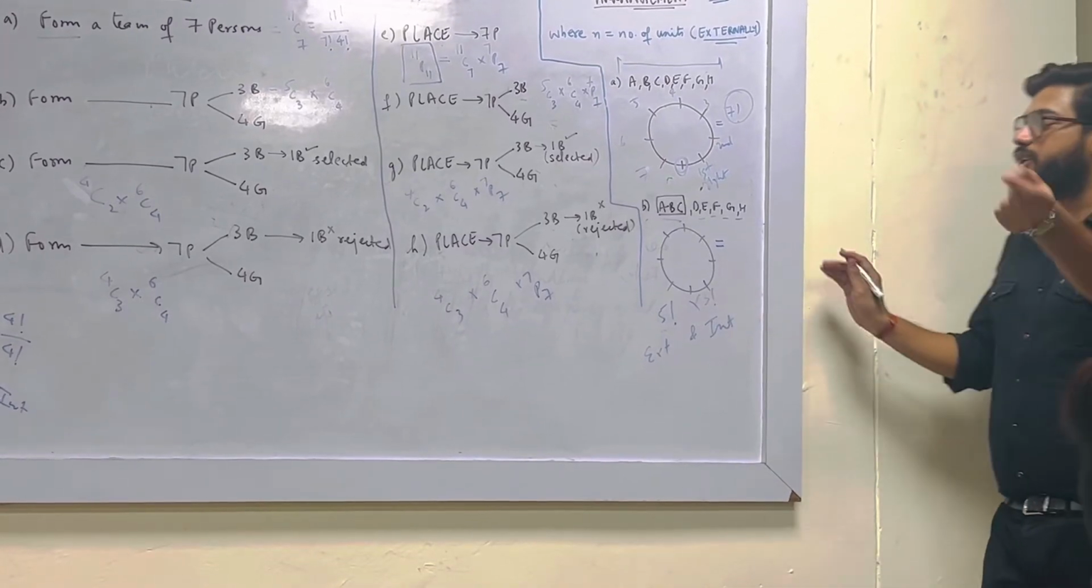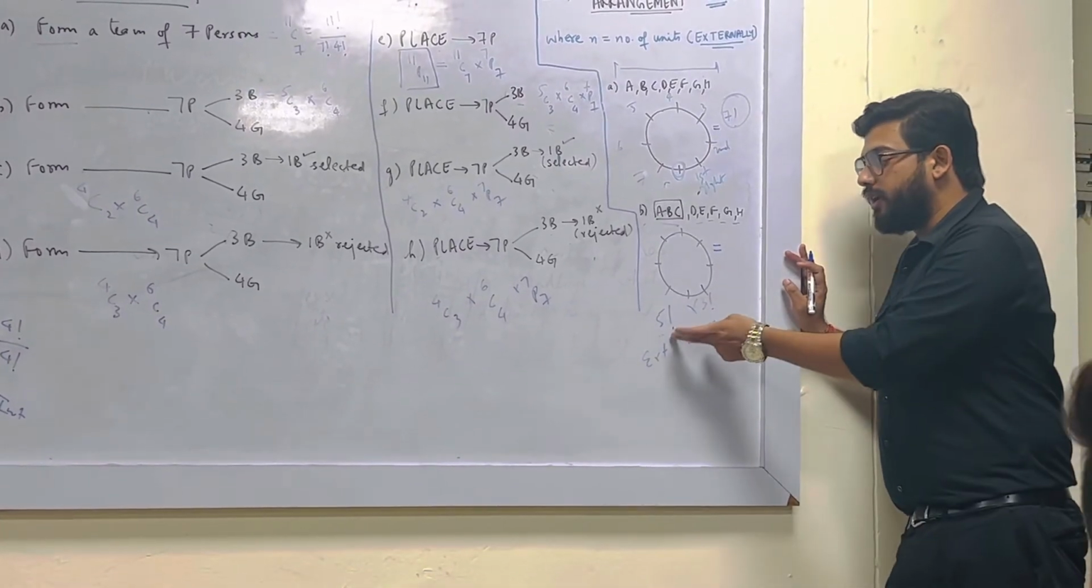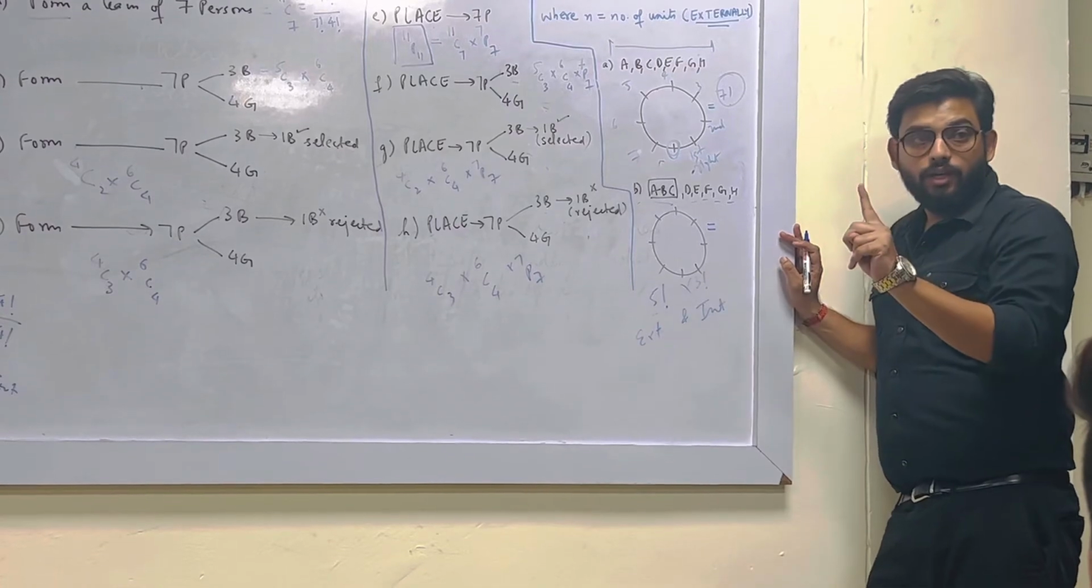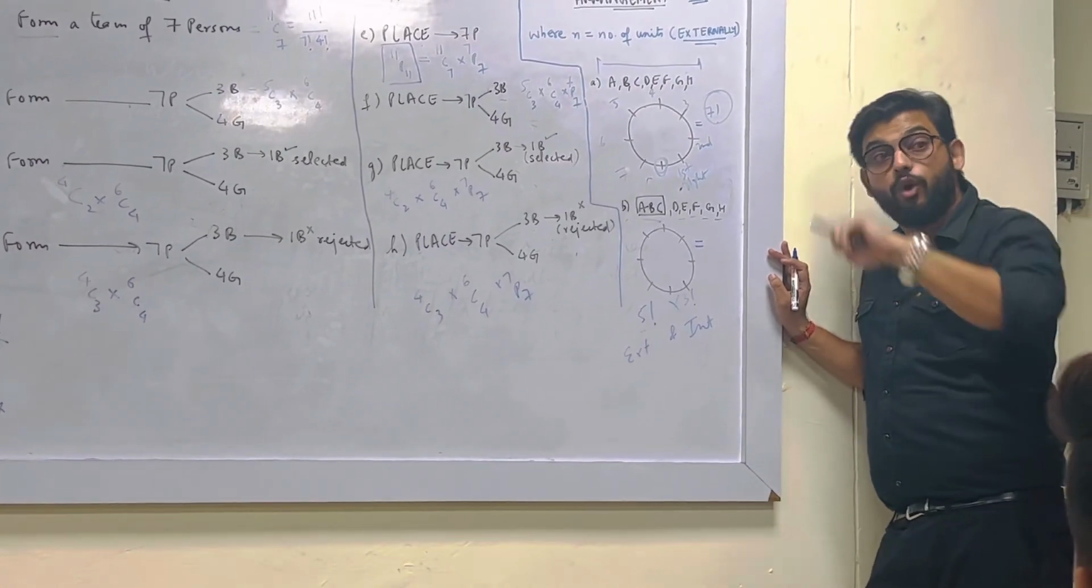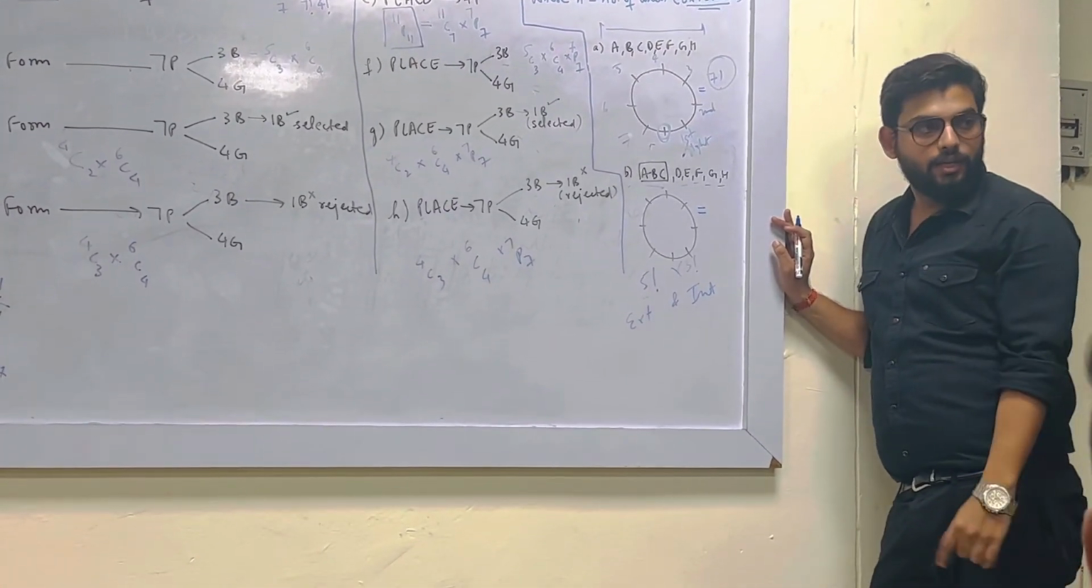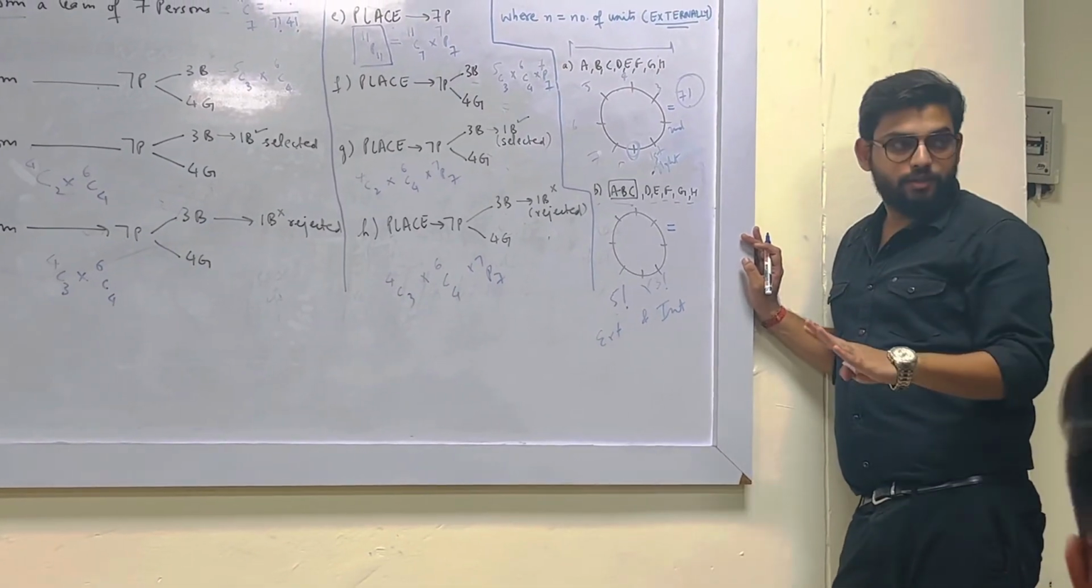यहाँ पे students have this propensity to make a mistake. Okay, 5 factorial, then 3 minus 1, 2 factorial. वो करते हो because you have to subtract 1 only once. समझ आया? And that too in the external arrangement.